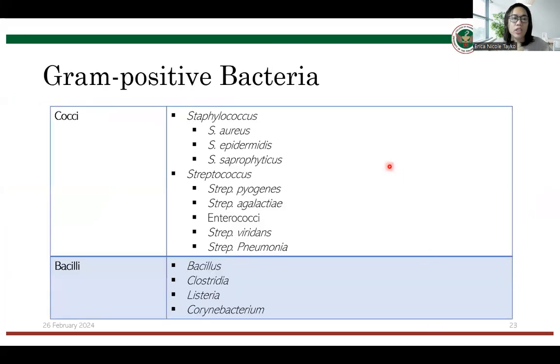Okay? So these are just a list of some gram positive and gram negative bacteria, common gram positive bacteria. So your Staphylococcus and your Streptococcus bacteria, these are gram positive. So belonging to the cocci group, the spherical in shape, we have your Staphylococcus and your Streptococcus. So under Staphylococcus, your Staphylococcus aureus, Staphylococcus epidermidis, and Saprophyticus. Tapos Streptococcus naman, you have your Streptococcus pyogenes, Streptococcus agalactiae, etc.